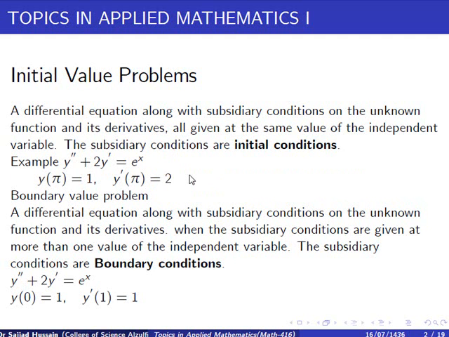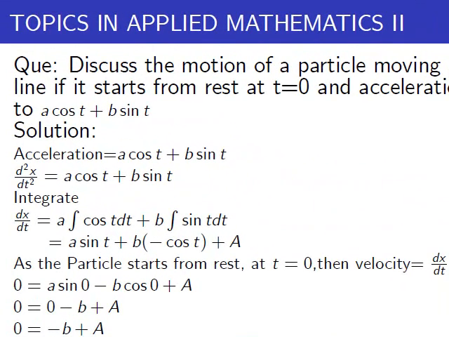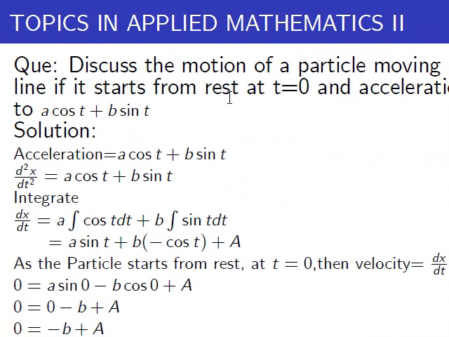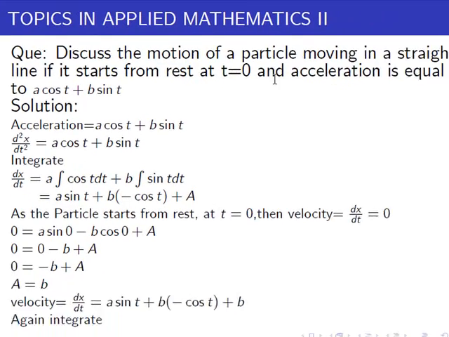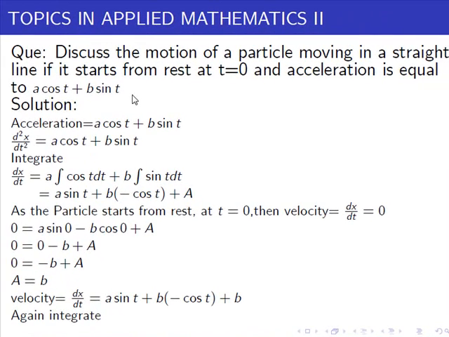This is very useful. In order to solve some physical problems, we use initial conditions with the differential equation and obtain useful results. For example, in this question: discuss the motion of a particle moving in a straight line if it starts from rest at t is equal to 0 and acceleration is equal to a cos t plus b sin t.